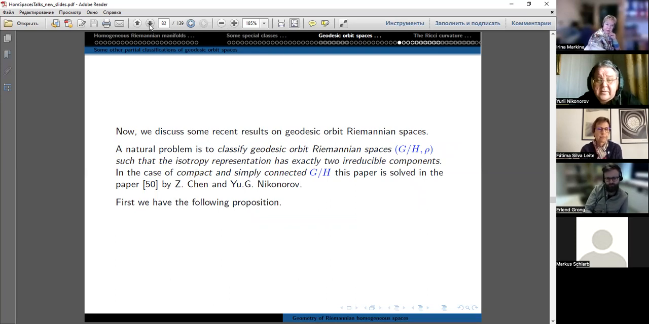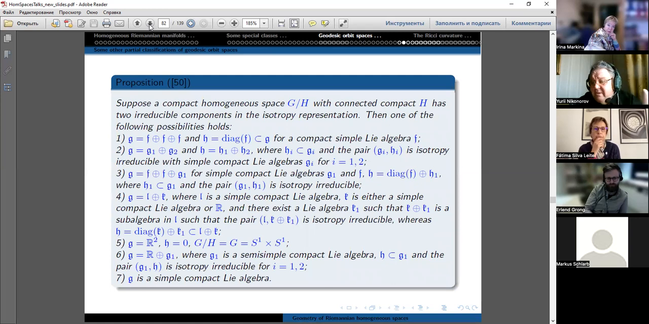I'll skip some technical propositions. This is some classification of type of such spaces. And the most interesting is the 7th one, when the algebra of G is a simple compact Lie algebra. All the others are very special.